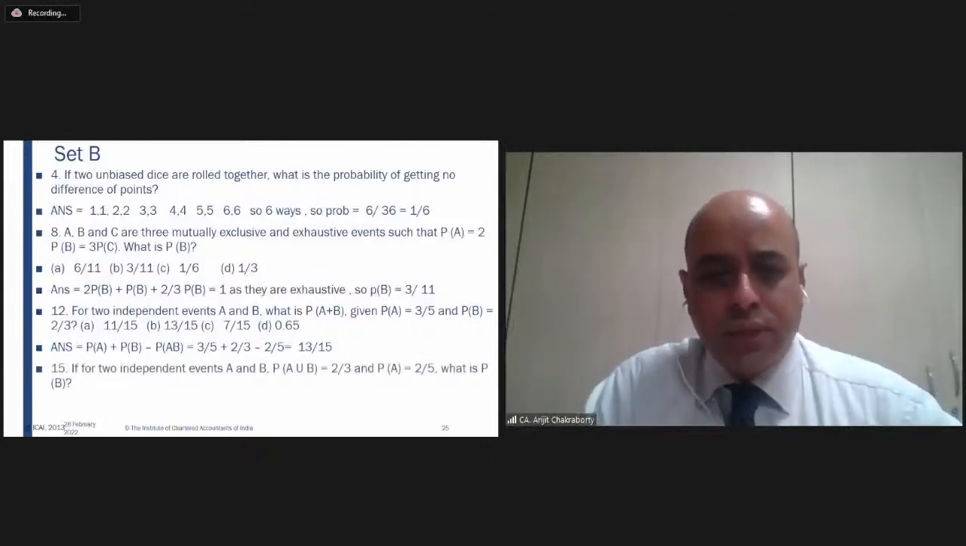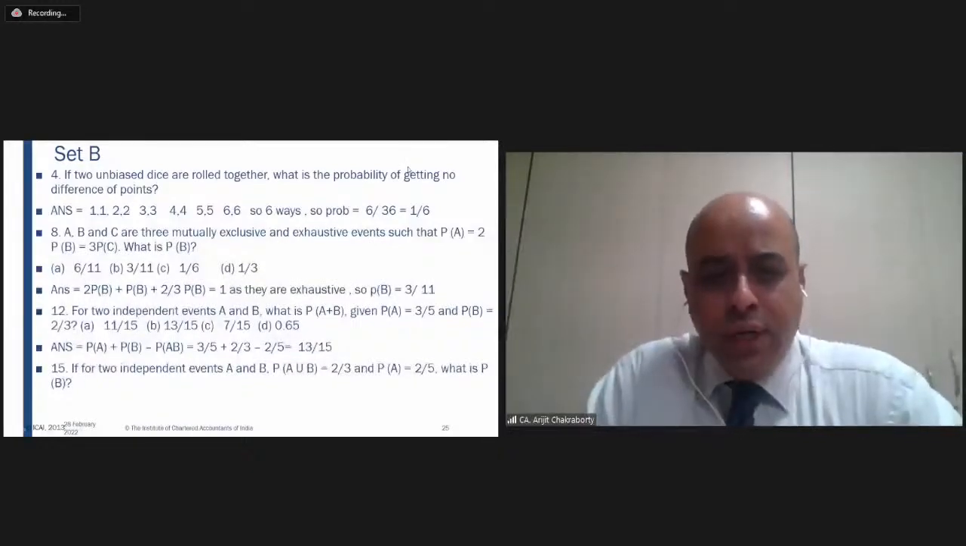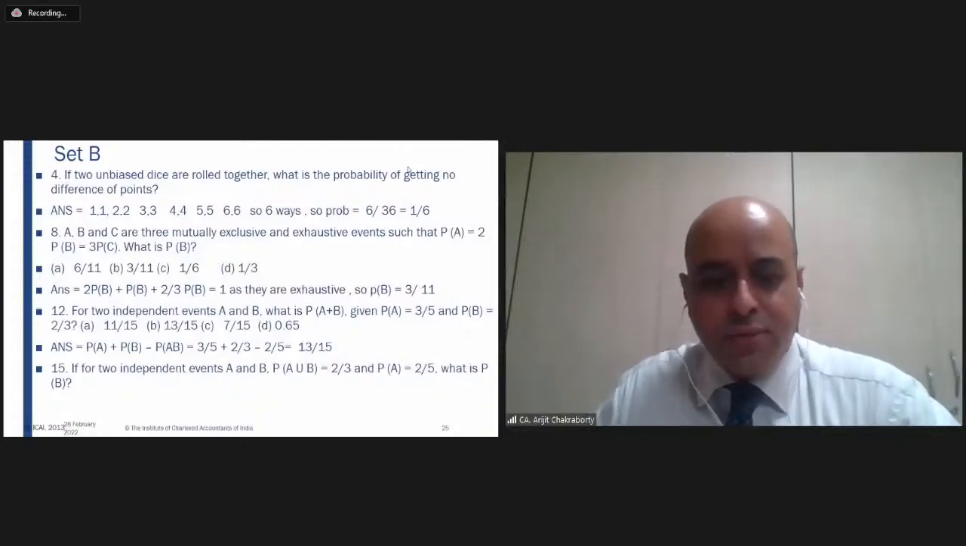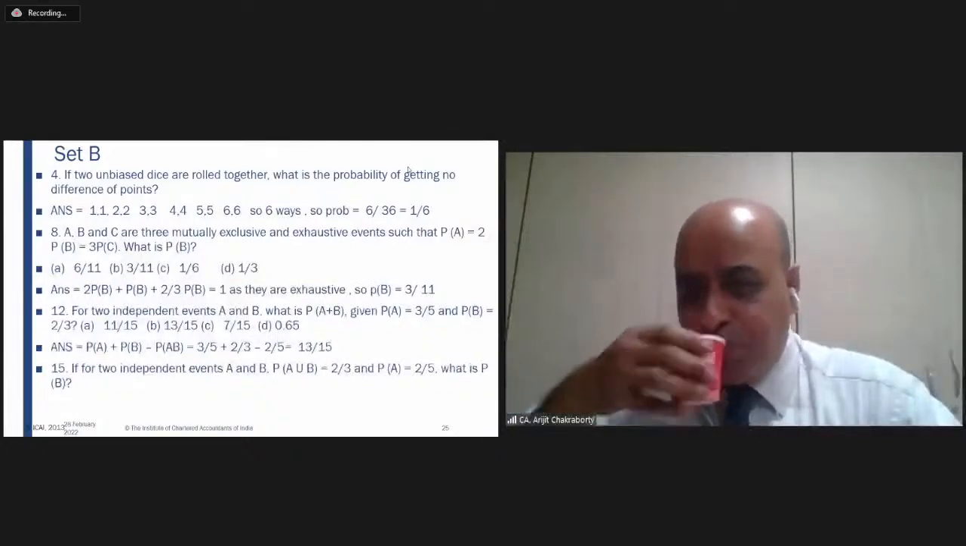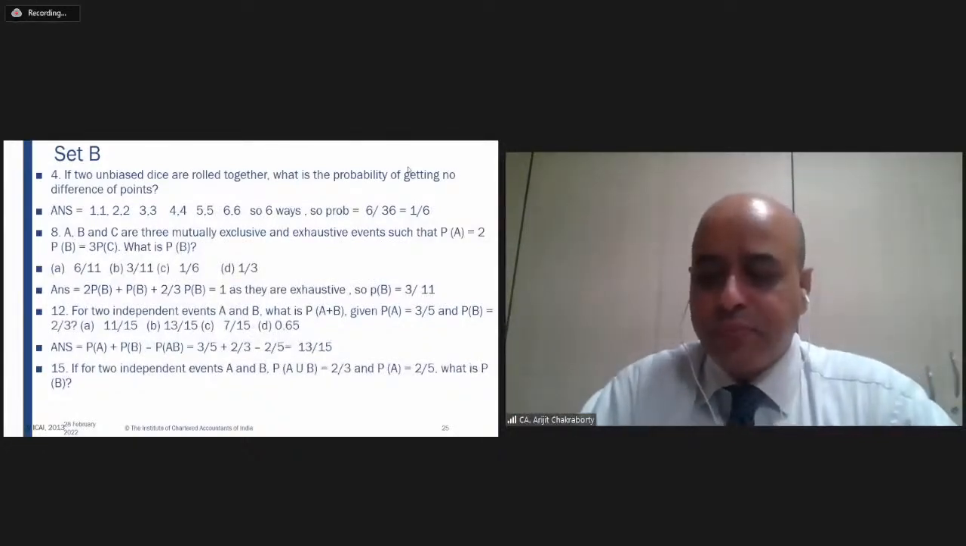Now we are taking question number 15. For two independent events A and B, P(A union B) is 2 by 3. P(A) is 2 by 5. What is P(B)? So try to do it yourself. Please try and work it out yourself and see if you can get the right answer.